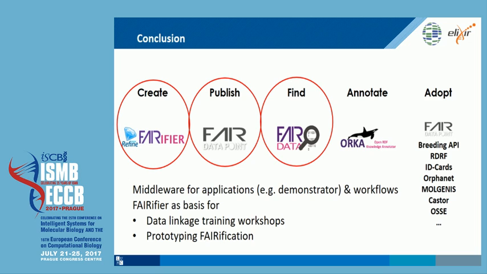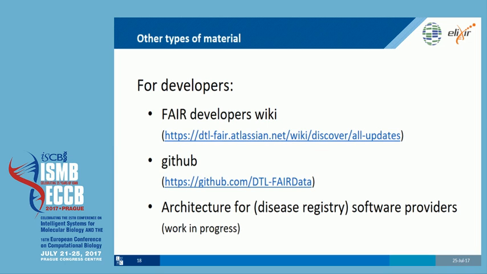On the right side here you see an adopt part that I added, because we're also working with software developers to make software, for instance registry software, into FAIR data producing software that will lower the burden of especially the second part. For developers there are some pointers here: there's a wiki, there's a GitHub link, and upcoming is an architecture for rare disease software providers that we're working on. And we very much welcome people to contribute to the team or tell us what you're doing.